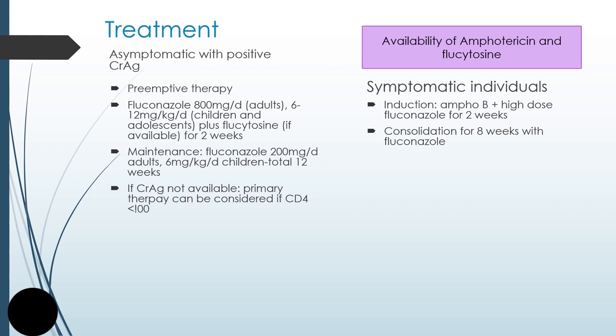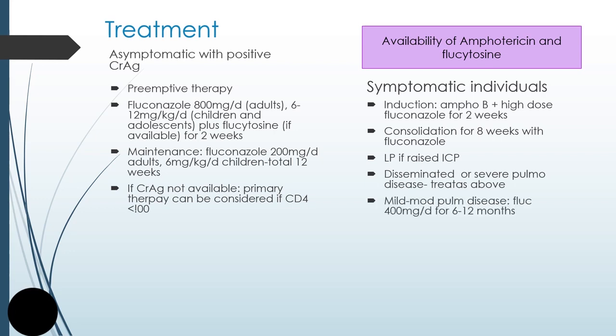In symptomatic adults, there are 3 phases: induction, consolidation, and maintenance phase. In induction phase, amphotericin B with high-dose fluconazole is recommended for 2 weeks, and consolidation phase is continued for 8 weeks with fluconazole. Repeated lumbar punctures are advised if intracranial pressure is high. And in disseminated or severe pulmonary disease, the regimen is same as for cryptococcal meningitis. In mild to moderate pulmonary disease, only fluconazole 400 mg per day for 6 to 12 months is recommended.